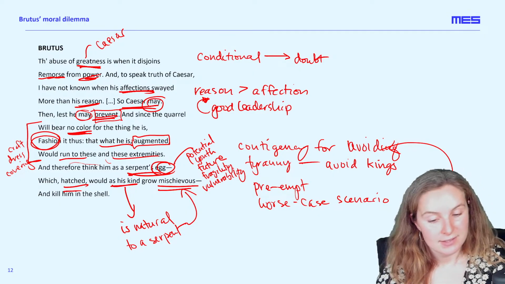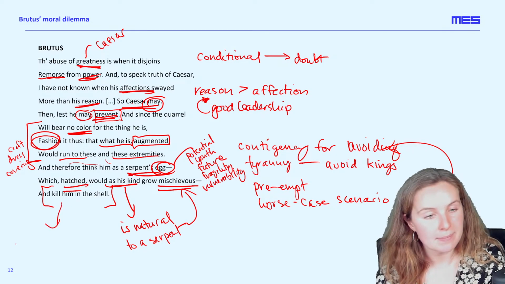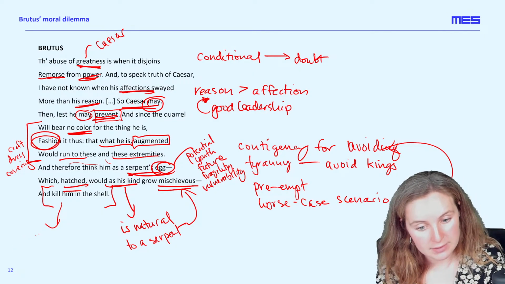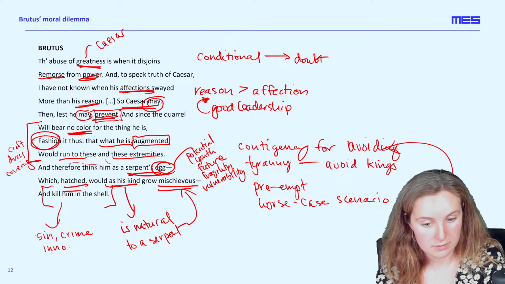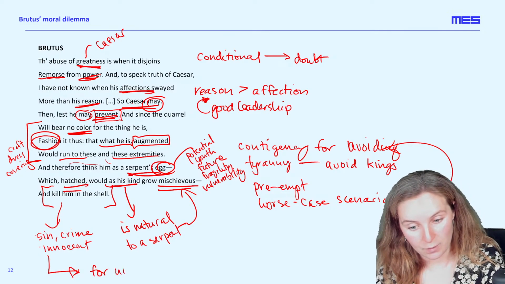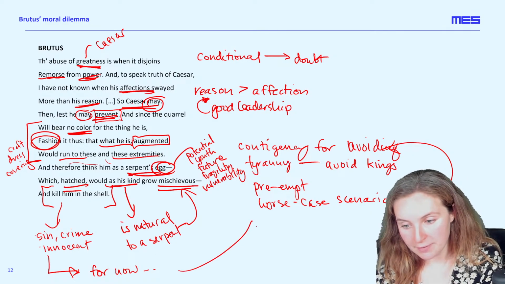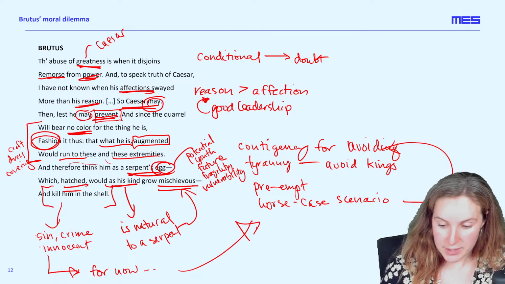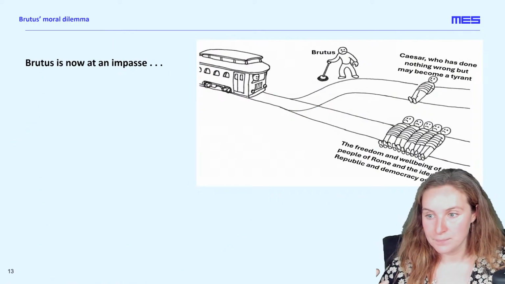So instead, Brutus decides that he must kill him in the shell. And interesting, right? Because killing in the shell, killing this kind of preformed life, is a sin, is a crime, right? Because it's killing something that is innocent. But killing something that is innocent for now. And who's to say, right? We are thinking about these worst case scenarios here. He's trying to preempt a bad thing, but he has no ground to stand on. So this is all very dangerous thinking. He is at an impasse now. What does he do?